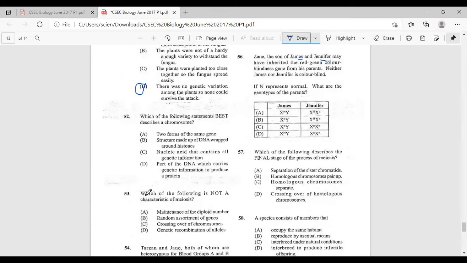52. Which of the following statements best describes a chromosome? A, two forms of the same gene. B, structure made up of DNA wrapped around histones. C, nucleic acid that contains all the genetic information. D, part of the DNA which carries genetic information to produce a protein. So the answer is definitely B, structure made up of DNA wrapped around the histones.